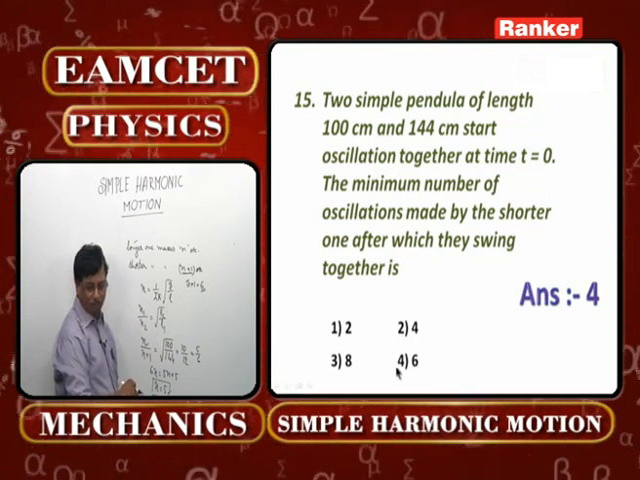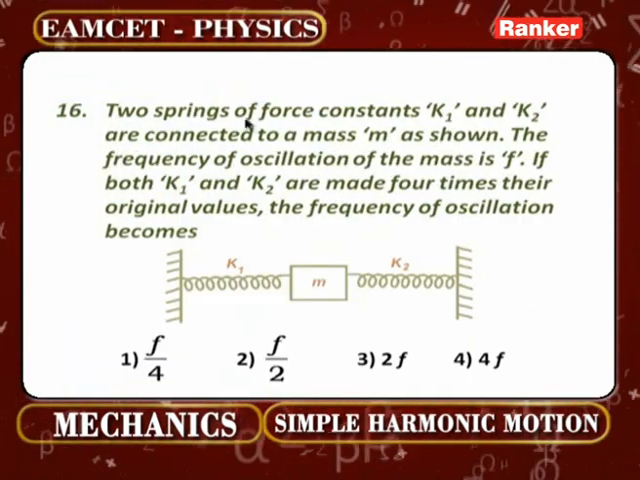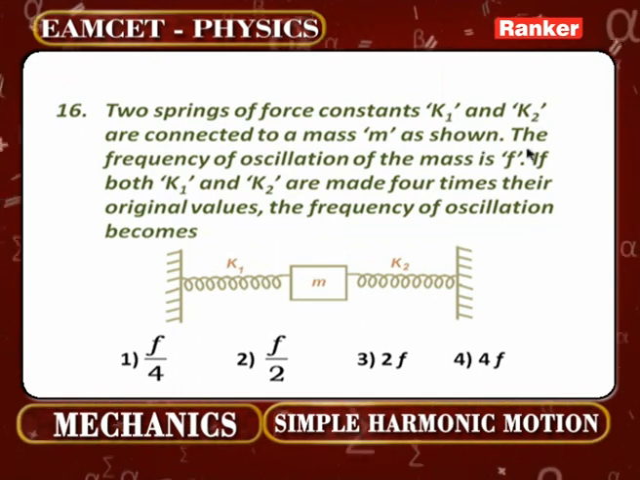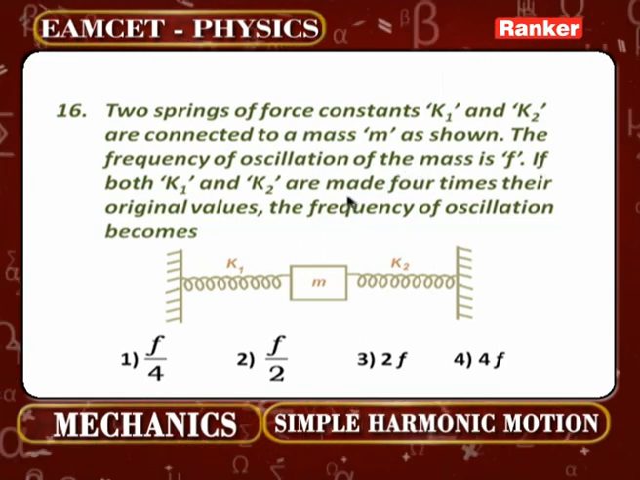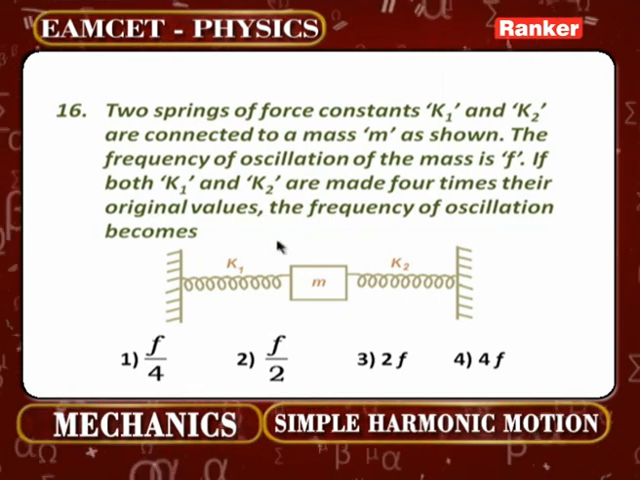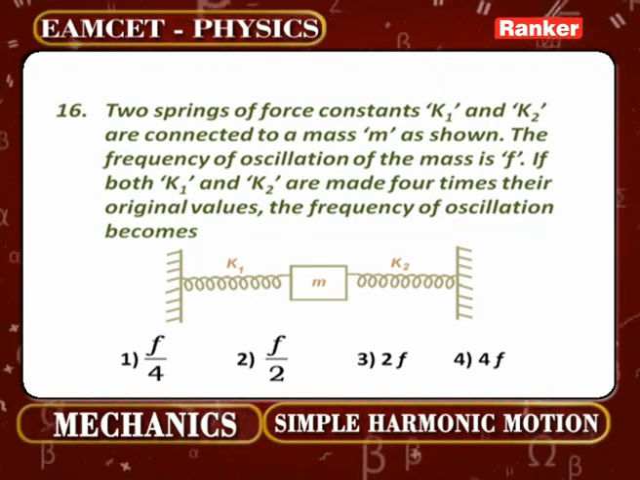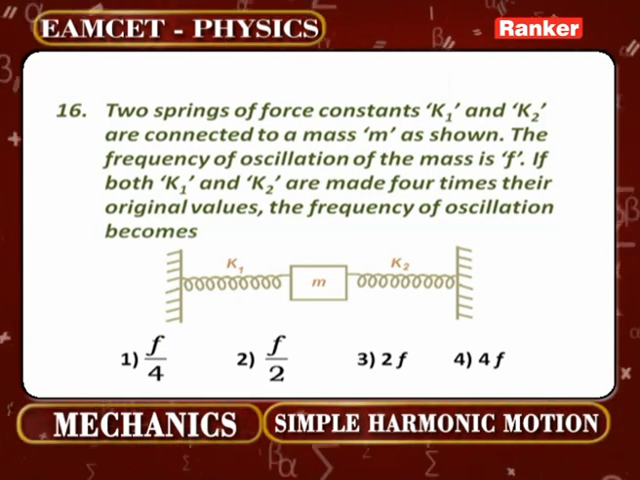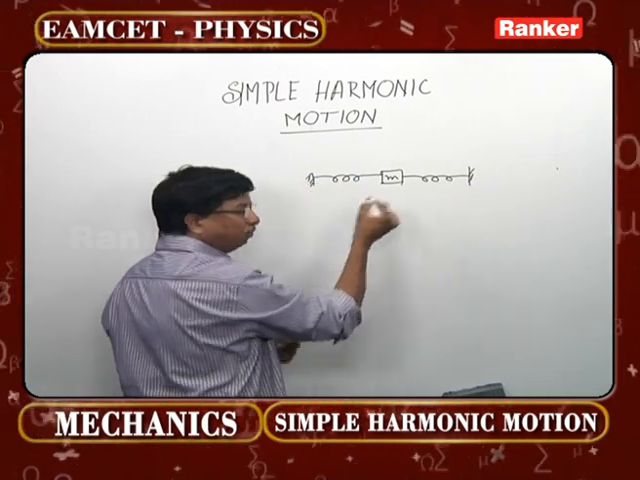That is question number 15. Now look at the next one, that is question number 16. Two springs of force constants K1 and K2 are connected to a mass m as shown. The frequency of oscillation of the mass is F. If both K1 and K2 are made 4 times their original values, the frequency of oscillation becomes how much? That is the question. In fact, if you look carefully at the figure, when both the springs are connected to the body like this, one should understand that both the springs are connected in parallel.